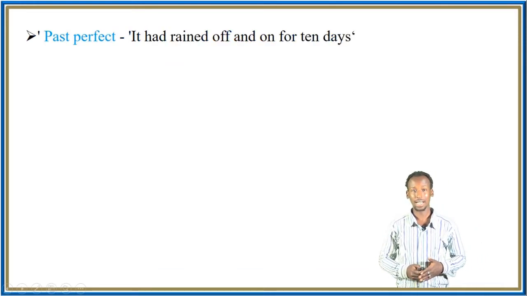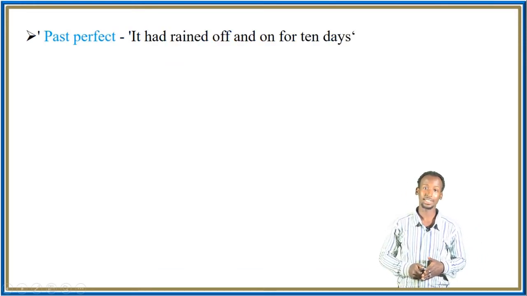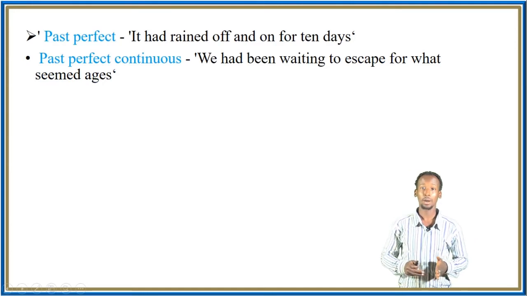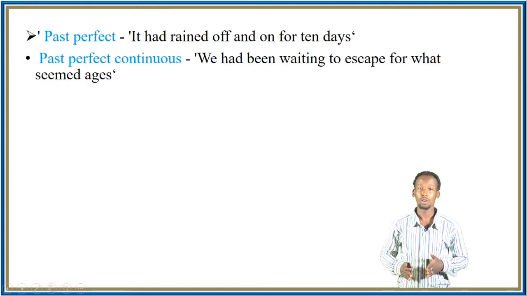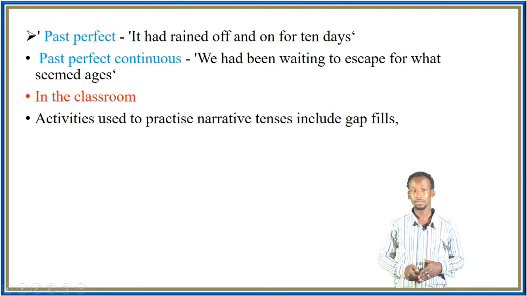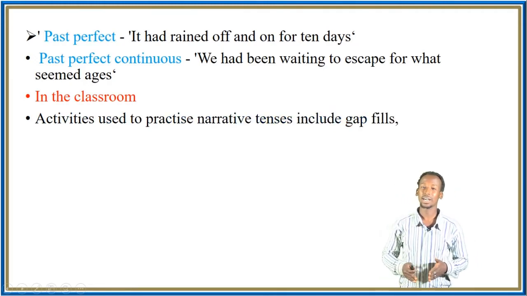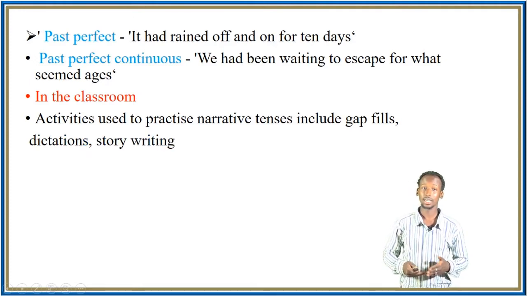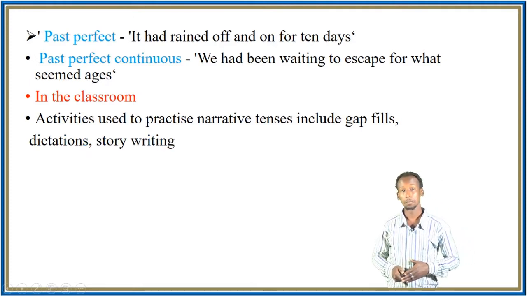Past perfect: it had rained off and on for 10 days. Past perfect continuous: we had been waiting to escape for what seemed ages. In the classroom, activities used to practice narrative tenses include gap fills, dictations, or storytelling.